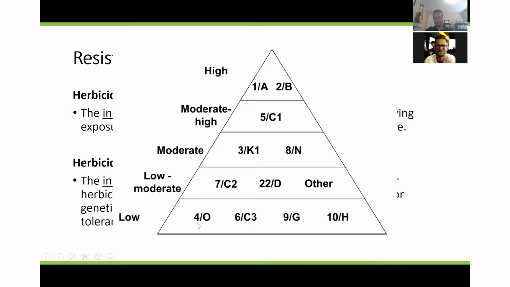The other thing I wanted to point out is that near the bottom here, we have group 4, synthetic auxins, 6, photosystem 2 inhibitors, examples, say bromoxynil. Then group 9 is glyphosate, and group 10 is glufosinate. And you'll notice that they all have lower selection pressure for target site resistance. However, we do know that in one species in particular, we have stacked resistance now in Western Canada to the synthetic auxins and glyphosate as well.